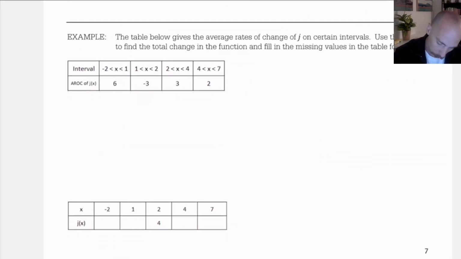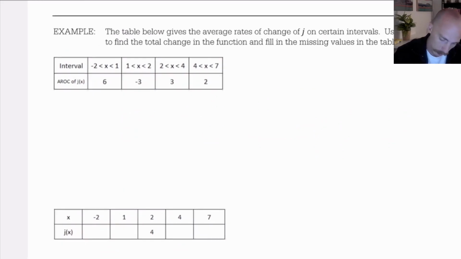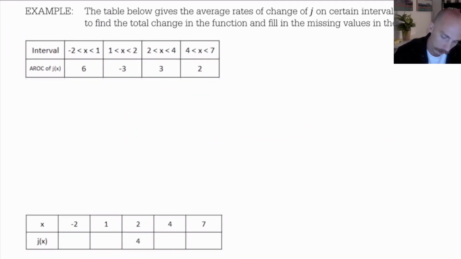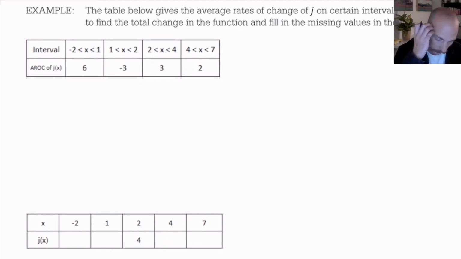All right, so you can try this one on your own here. The table below gives the average rates of change of the function j on certain intervals. Use those intervals to find the total change in the function and fill in the missing values in the table. I am going to point out that these ones over here to the left, you're going to want to be careful with those when you're trying this on your own before you check your answer against mine.